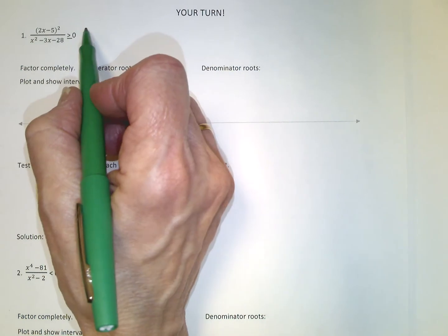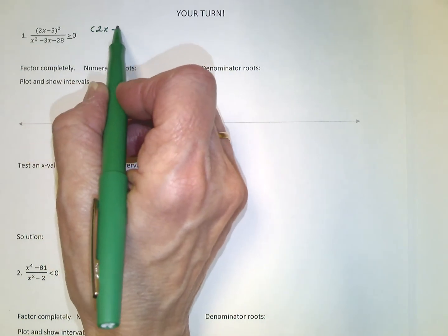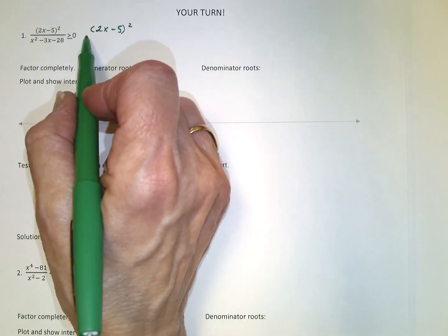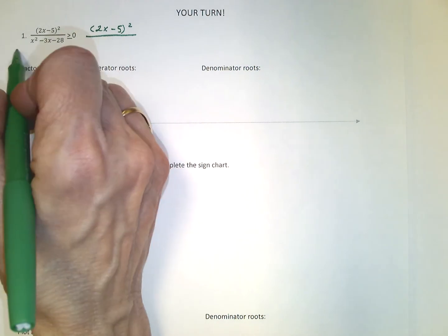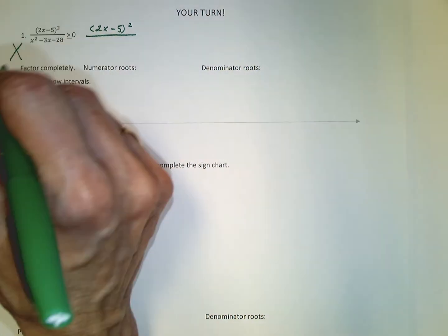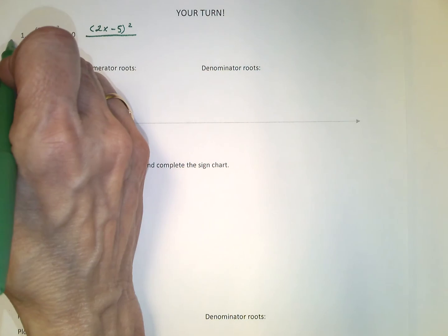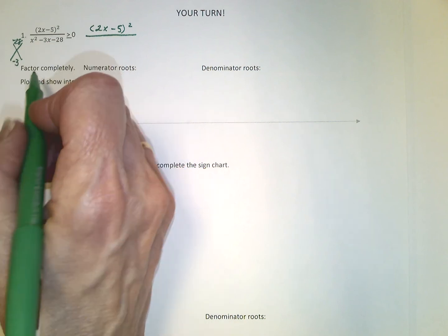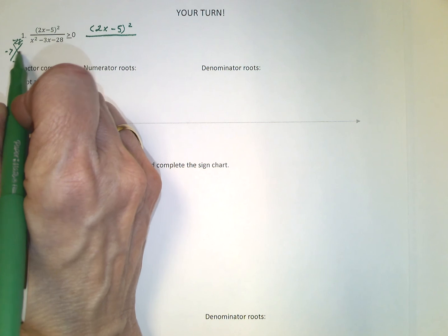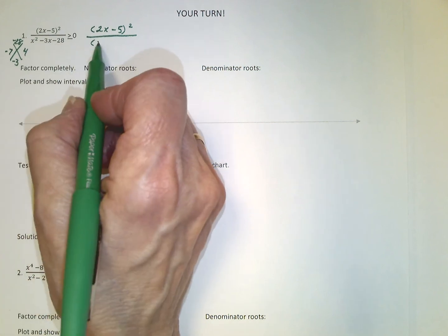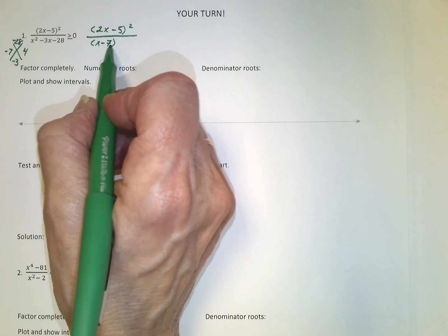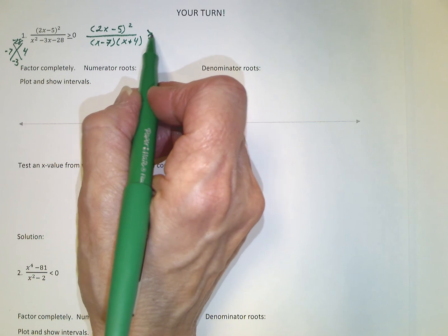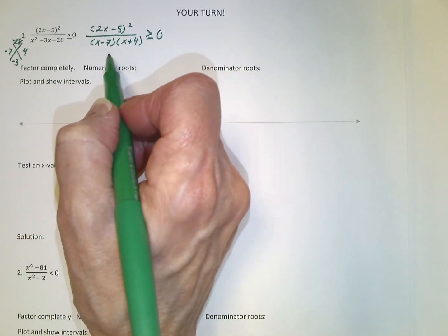Well, the numerator is already factored. You could make it 2x minus 5 times 2x minus 5 if you feel like. The denominator is a quadratic, maybe it factors. If not, we can do the quadratic formula. a is 1, c is negative 28, b is negative 3, and I'm sure you know your multiplication tables well enough that this would be a negative 7 and a positive 4. So the denominator factors to x minus 7 times the quantity x plus 4. And that is going to have to come out greater than or equal to 0. And we're going to find the x's that make it happen.